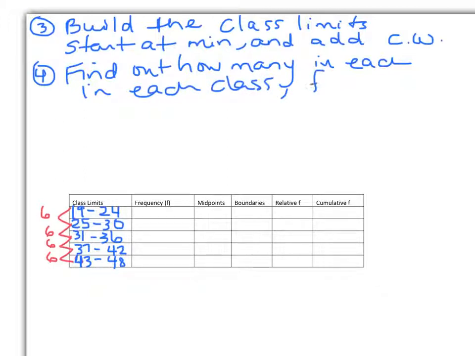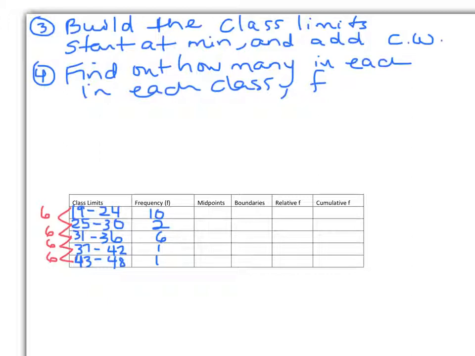So that's your frequency right there. This is what is usually the most tedious and takes the most time, so I went and did it ahead of time. But you just really have to sit with the data and count how many people are between 19 and 24, how many people between 25 and 30, and just do a little tally. So I found there to be 10 in this class, 2 in this class, 6 in this, 1 and 1.